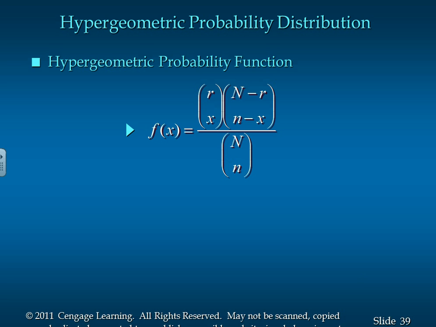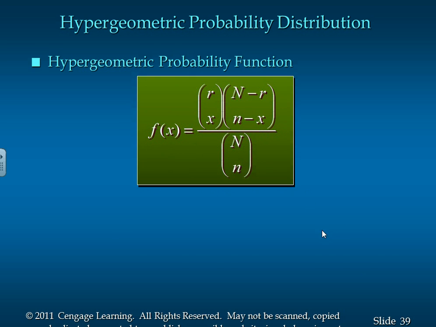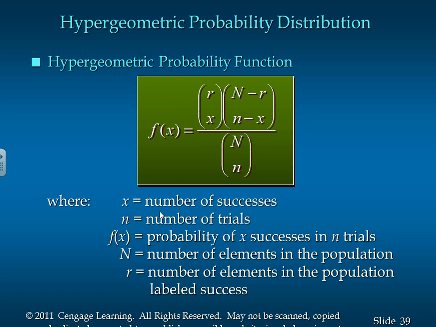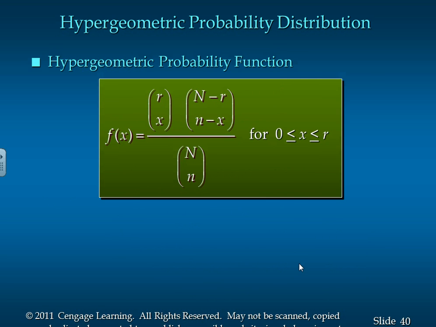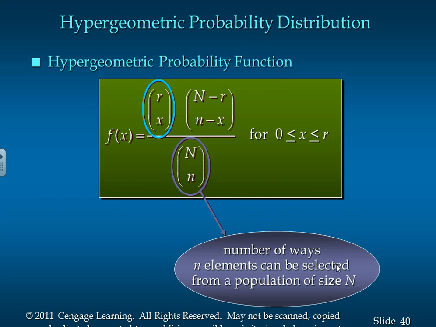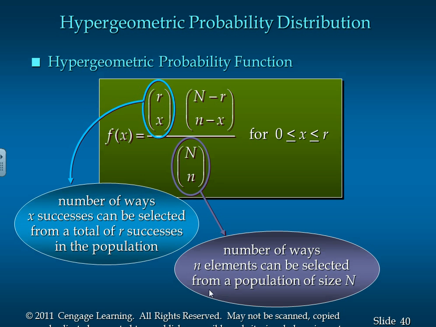We recognize these things as the combination thing, the combination of r things taking x at a time, of n things taking n at a time. So that's what that nomenclature means. X number of successes, number of trials, probability, number of elements in the population, and X has to be less than the R. Okay, number of ways an element can be picked out, number of ways of success.